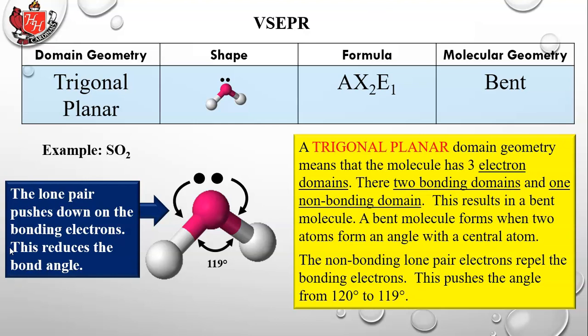So the lone pair on the top is pushing on that pink and white tube, which is the bonding electrons between, in this case, sulfur dioxide. It's between the sulfur and each of the oxygens. So that lone pair is pushing down on it. It's going to squeeze that bond angle down from 120 to 119.